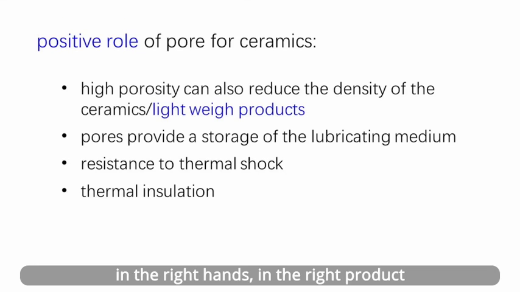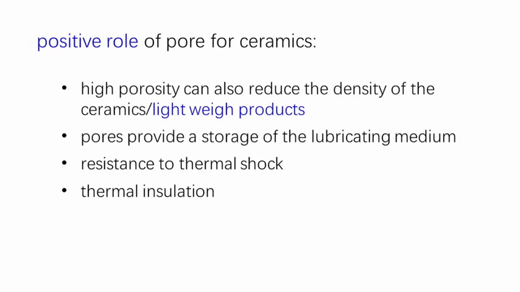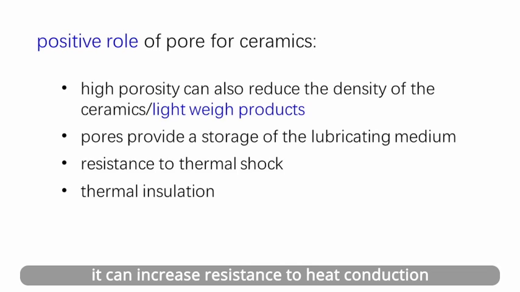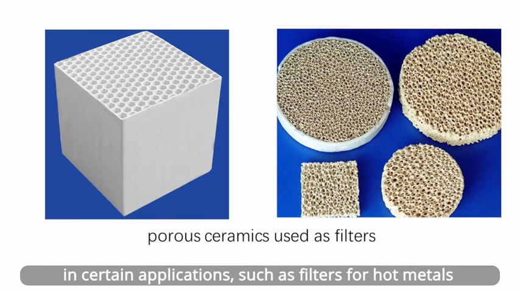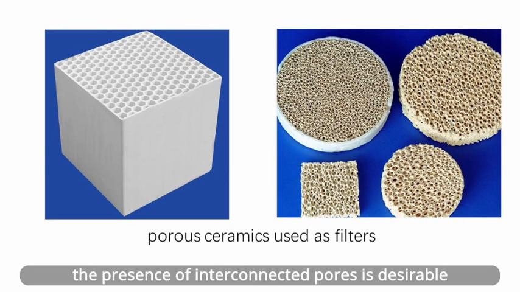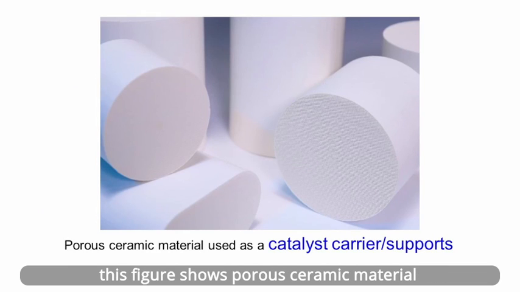Porosity impacts ceramics both positively and negatively. In the right hands, in the right product, porosity is very useful. It can increase resistance to heat conduction and thermal shock. And high porosity can also reduce the density of the ceramics. For lubricating materials, pores provide a storage of lubricating media. In certain applications, such as filters for hot metals or for liquids or gases, the presence of interconnected pores is desirable. This figure shows porous ceramic materials used as catalyst carriers.